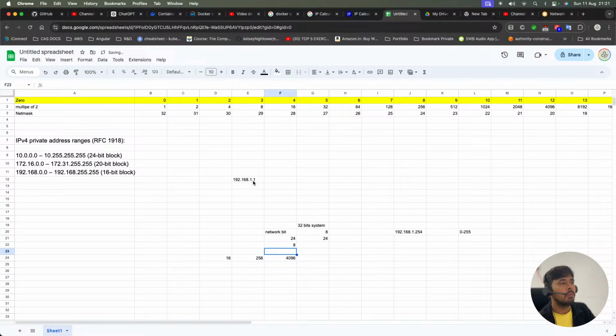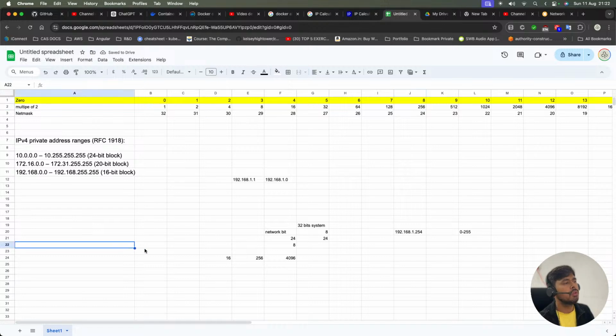So that means in this 192.168.1.1, this is the IP, but if you go to the address, it becomes 192.168.1.0. That becomes the host address. So now we know that there are 8 bits of host. If you go by binary system, that means 256.